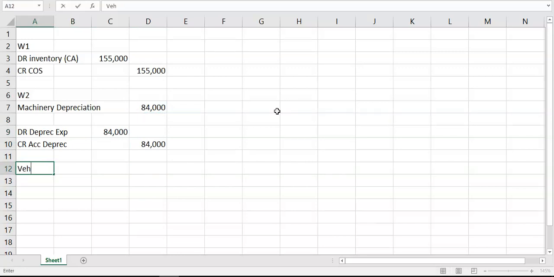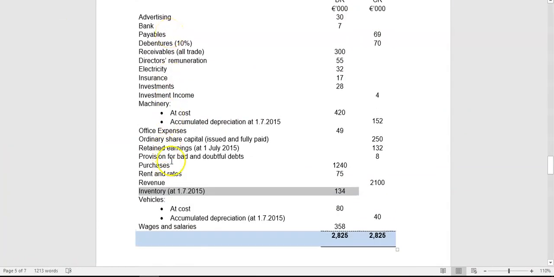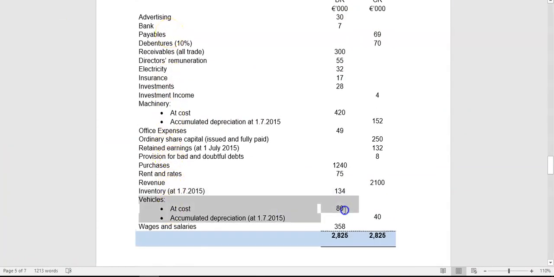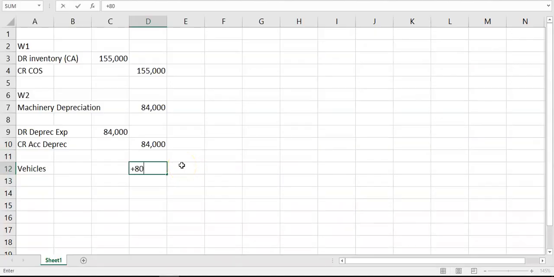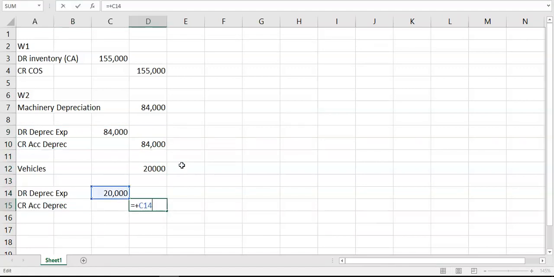For vehicles, your depreciation here is going to be 25% of cost. Your motor vehicle, we have down here, 80, so it's going to be 80,000 times 0.25, which is 20,000. And again, the entries are going to be the exact same: debit depreciation expense, 20, credit accumulated depreciation, 20.